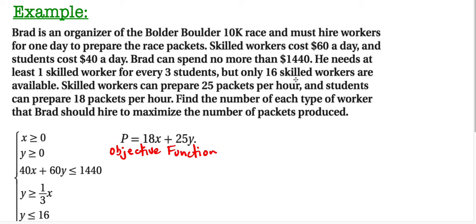So like at the very end when it says find the number of each type of worker that Brad should hire to maximize the number of packets. So the number of packets is your objective. And so that equation is going to be the objective function. And it says skilled workers can make 25 packets, students can make 18. So that's going to be called the objective function. And then we're going to graph it.